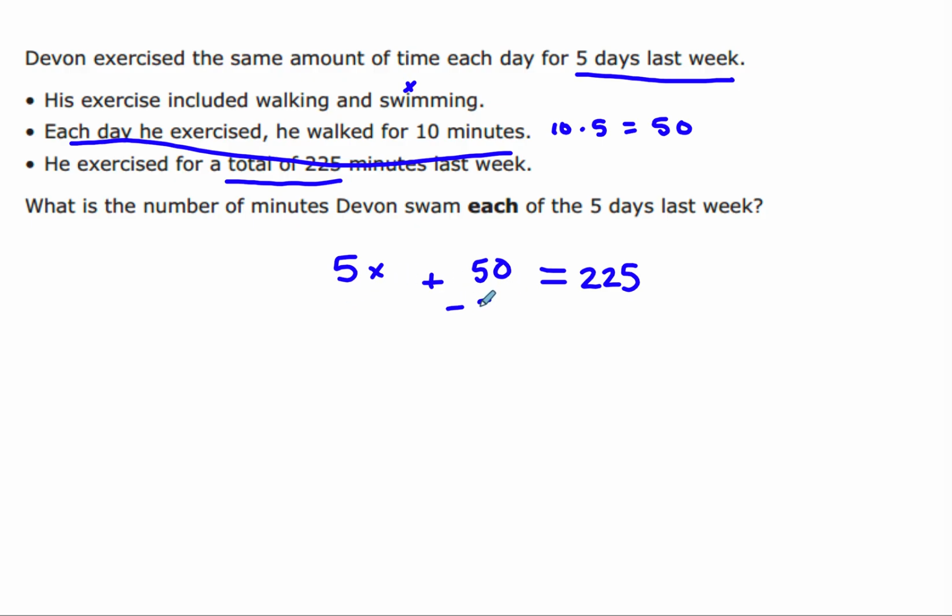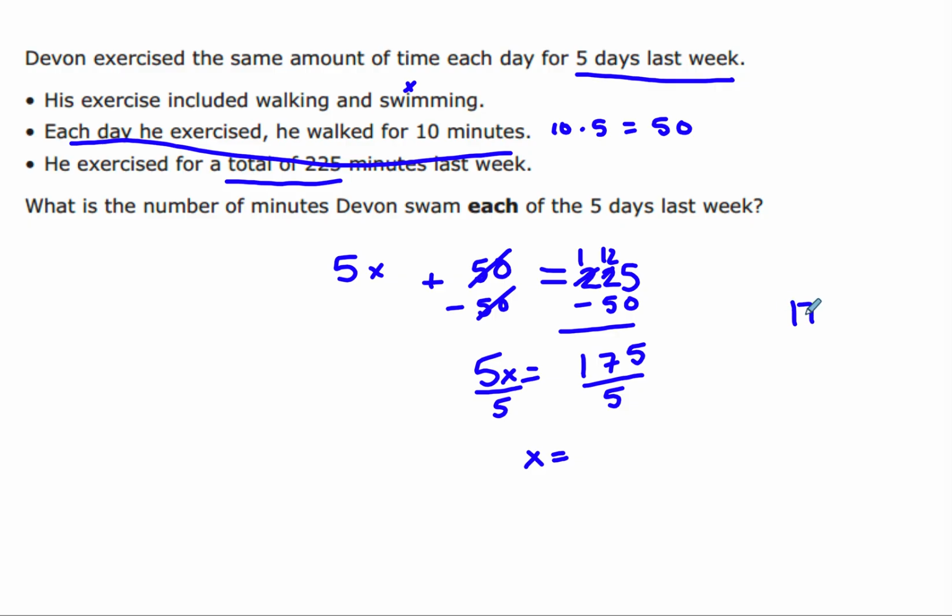Okay, let's check our answer. So we're going to start by subtracting 50. We get 5x equals, and then over here 5 minus 0 is 5. 2 minus 5 takes me into the negatives, so I'm going to borrow. 12 minus 5 gives me 7. And bring down my 1. 5x equals 175. So 175 minutes spent swimming in the week. Let's figure out how much that is per day.